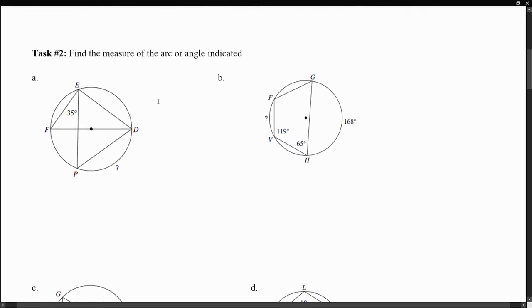Task number 2. Think about what kind of properties a four-sided figure has once it is inscribed inside of a circle.